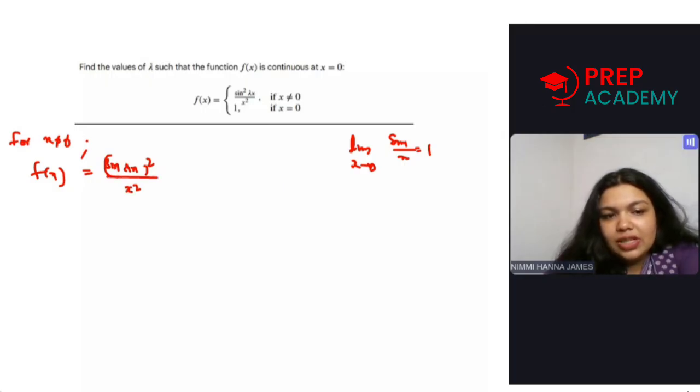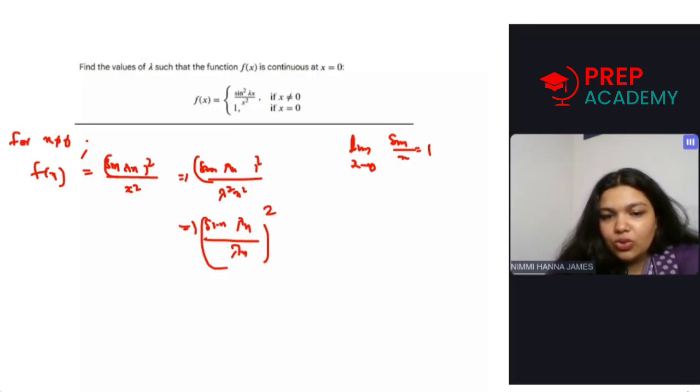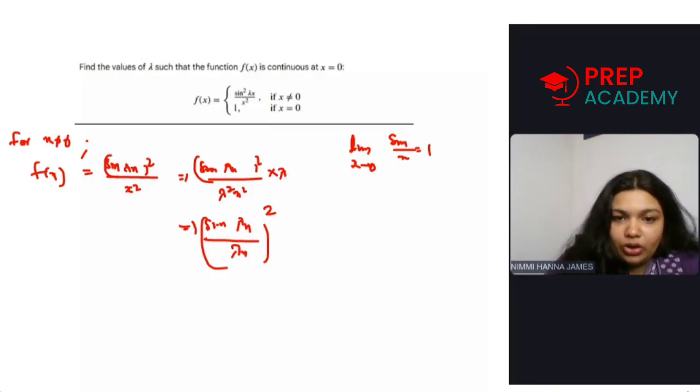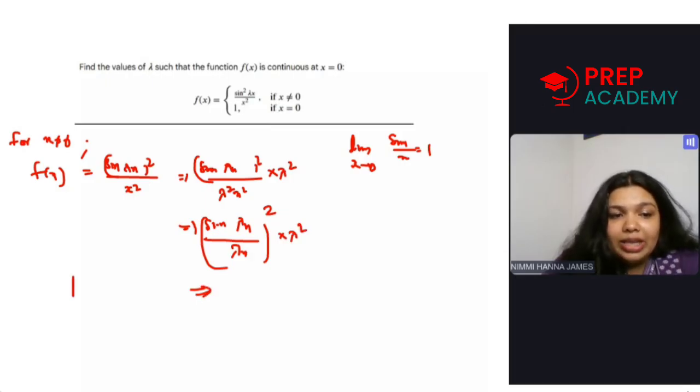If I multiply sine lambda x the whole square by lambda square x square, if there was a lambda square here, I could write lambda x by lambda x the whole square, correct? That's why I multiplied lambda square to the denominator. If I multiply the denominator, I have to multiply the numerator also by lambda square. Now we will be applying limits.